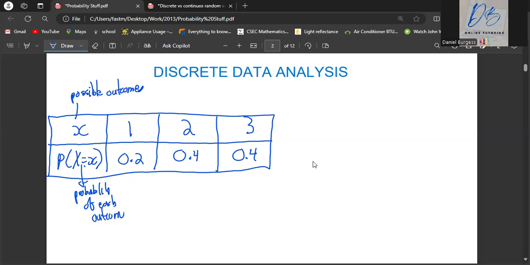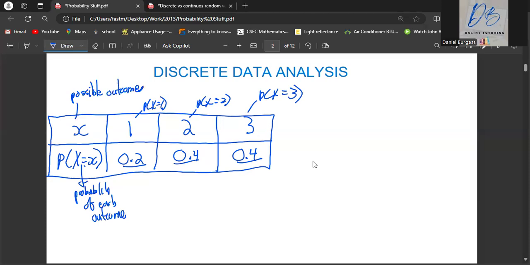outcome. So this here is the probability X is equal to 1, this 2, and this column here. So the probability X is equal to 3 will be 0.4. Probability X is equal to 2 will be 0.4. And the probability X is equal to 1 will be 0.2. All right, so that is how you analyze this table.